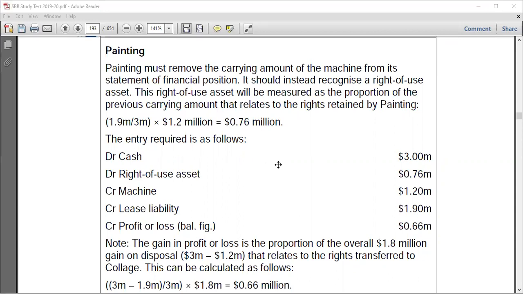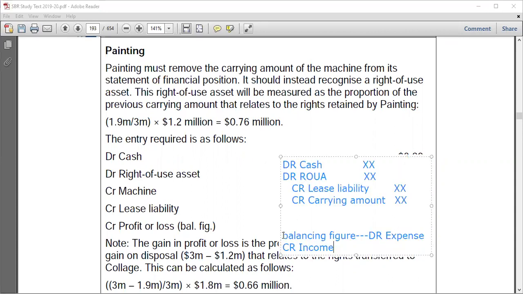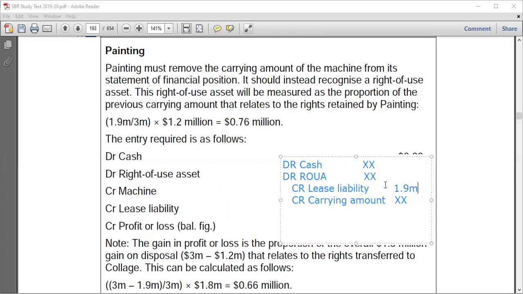Now let me paste something here and show you that there are matters you really need to know beforehand. Do you see this double entry which I wrote? I just gave you this double entry there before. If there is a lease, it's obvious that you need to compute the right of use asset, so just leave it alone first. The lease liability was actually given. It was 1.9 million, right? Just copy it. We have to recognize the carrying amount because you have sold. What was the carrying amount? The carrying amount was 1.2 million. So I need to recognize $1.2 million.